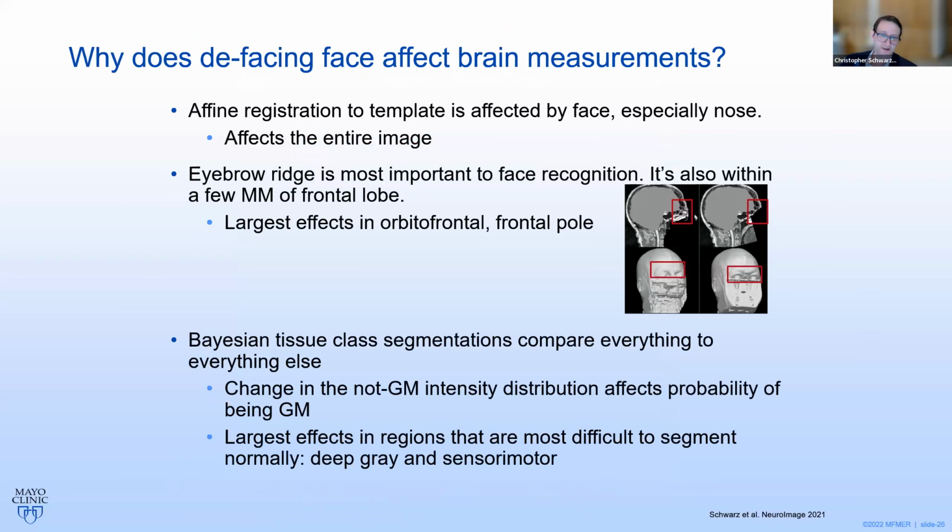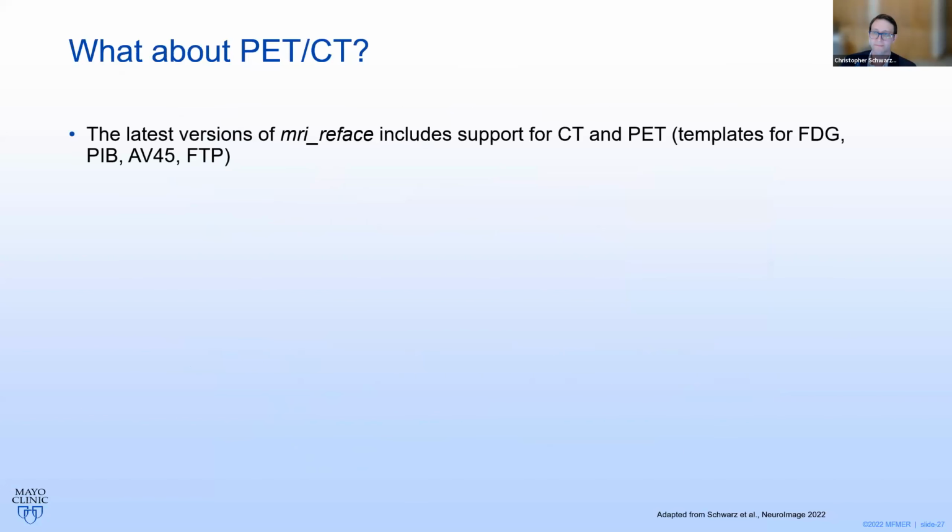Also, Bayesian tissue class segmentations like those in SPM compare everything in the image to everything else, because in MR, all intensities are relative. So if you change anything in the not gray matter intensity distribution, it will affect the probability of being gray matter. And this causes the largest effects in regions that are the most difficult to segment normally, like the deep gray and the sensory motor.